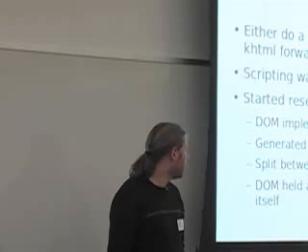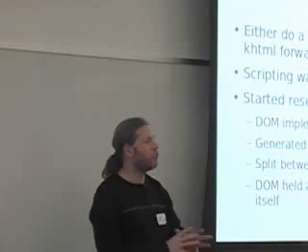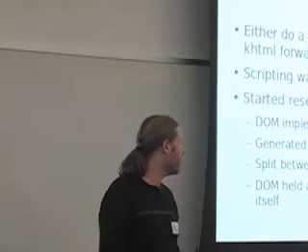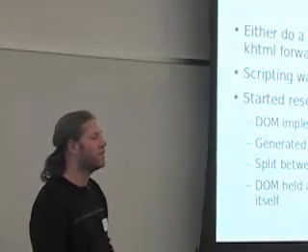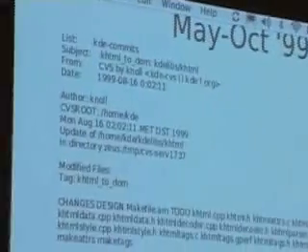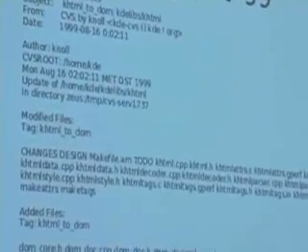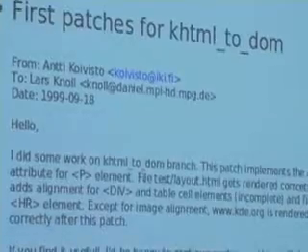And what we did at that time was to have a DOM tree inside the implementation, and that one held all the data and it knew how to render itself onto the screen. That was actually a significant step forward. So here you see in August, that was the first time I actually put that code into a public CVS repository in KDE, into a branch of KDE CVS called KHTML to DOM at that point.